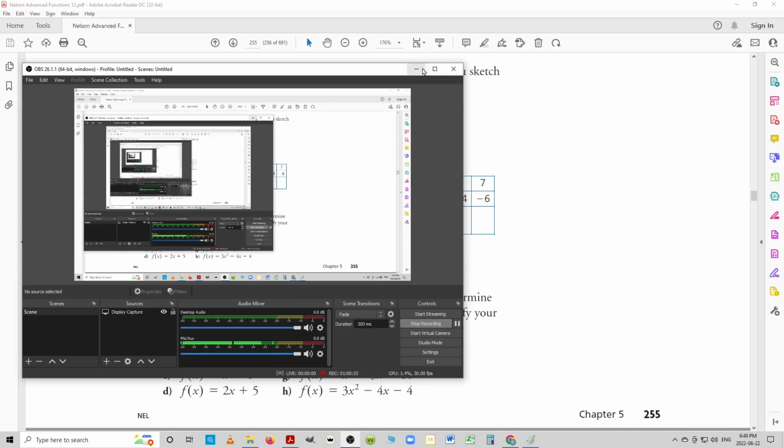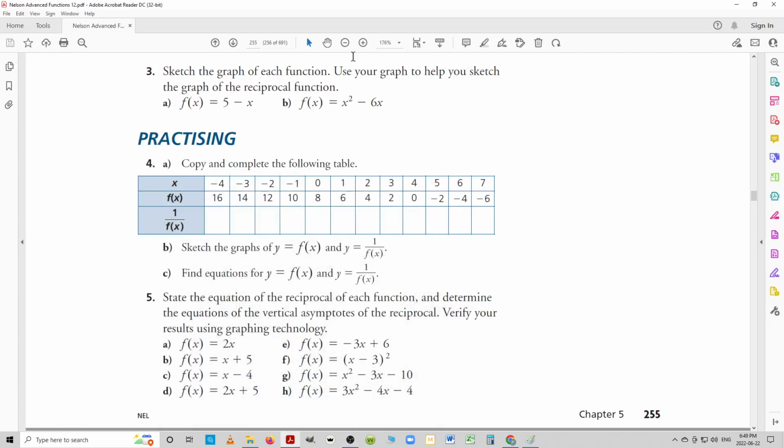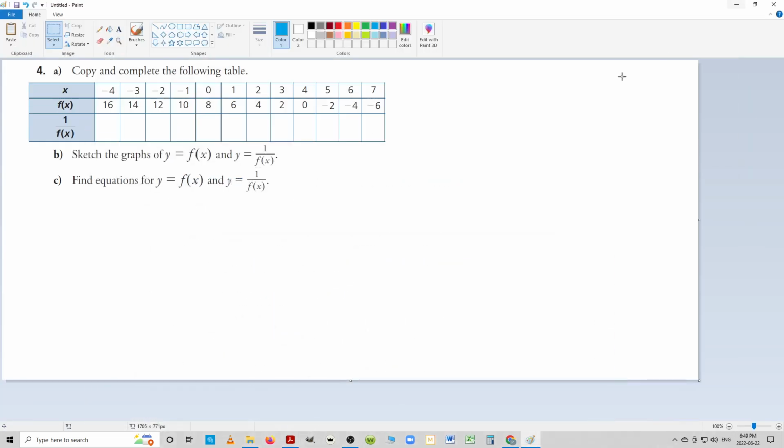Okay, just going on very quickly to number 4. Now, number 4 is a tricky one, but it says sketch the graph and then sketch one over that graph and then find the equation for both. I suggest instead focus on finding the equation for the first one.